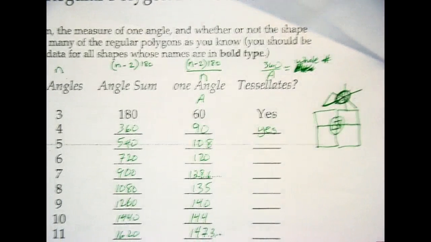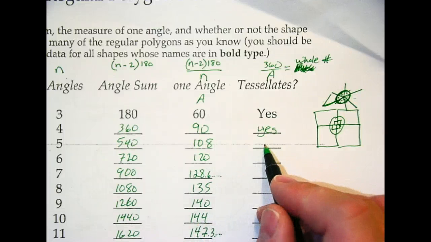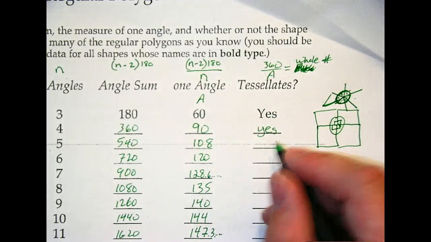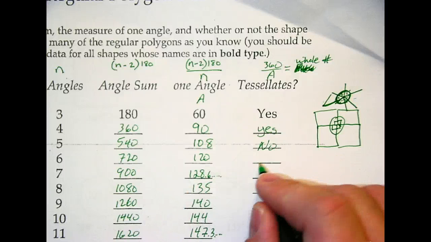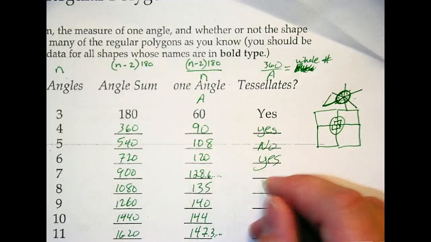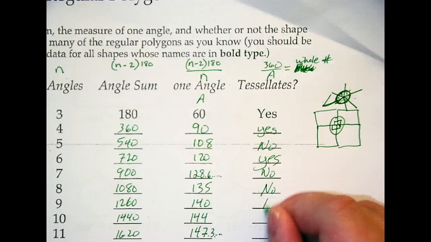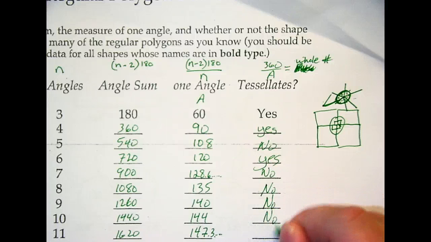All right? My paper got all wrinkled there. So 540 divided by 108, does that equal a whole number? No. How about 120? Yes. Well, this isn't even a whole number, so this isn't going to work out. 135? Anything above 6 is no. Anything above 6 is going to be a no. Do you know why?